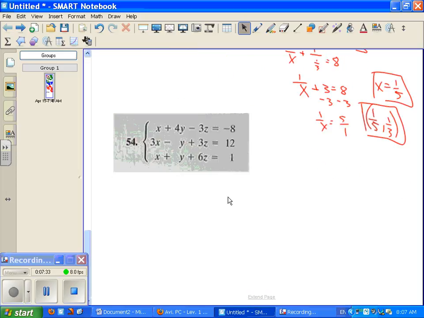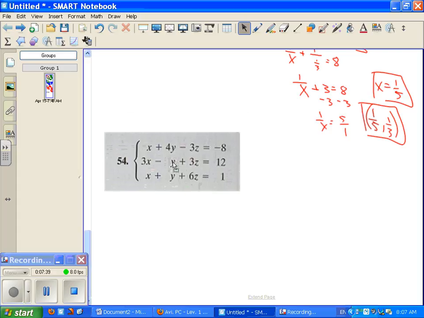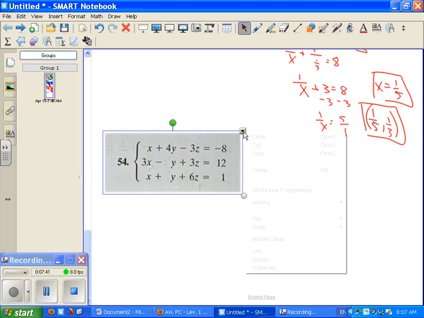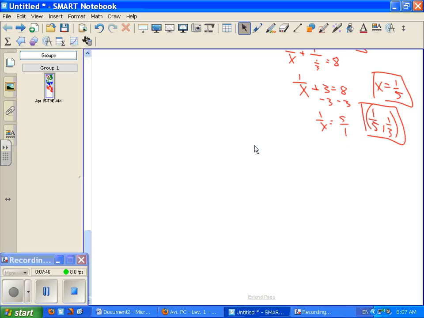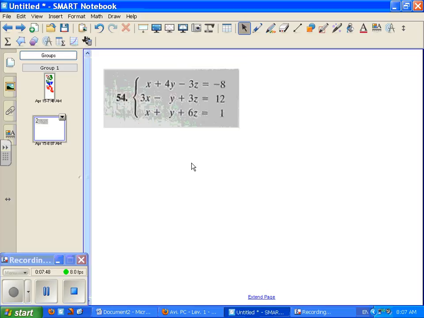Alright, number 54 here. So far it looks like it's at least straightforward. Let's move this guy. Okay. Which variable would you like to get rid of? Let's do x.